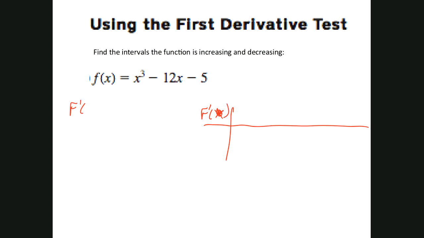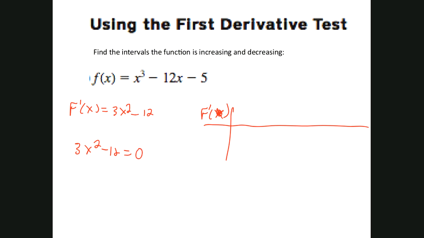If I take the derivative here, I get 3x squared minus 12, and you want to set that equal to 0 because you want to find the intervals where your first derivative is 0. Why? Because this is where you have max and mins. This is where the graph is changing directions. So 3x squared minus 12 equals 0.